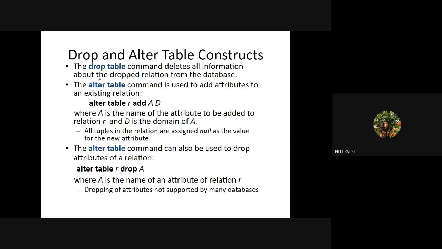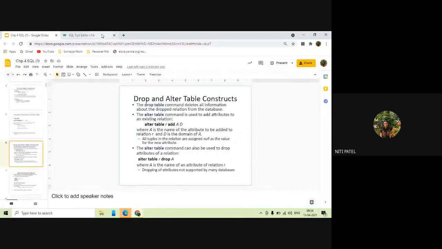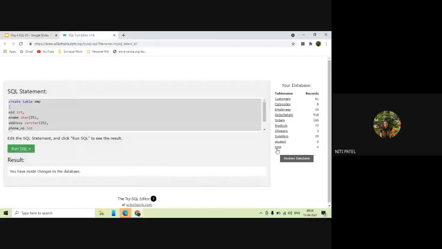Now what will alter table do? Alter table command is used to add an attribute to the existing relation. So what is existing relation now? Student and employee are existing relation. Existing relation means existing table.